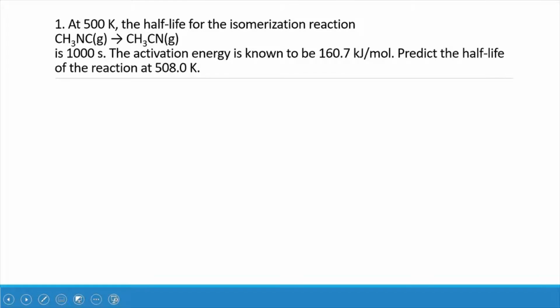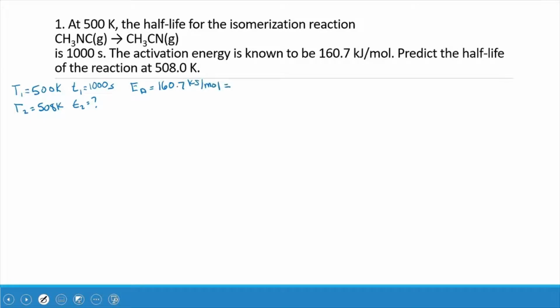Let's do this nice blue. So let's start off by writing down what we know. We know that we have this initial temperature of 500 Kelvin, and at this temperature, it has a half-life. I'm just going to call this T1 of 1,000 seconds. I have a second temperature of 508 Kelvin, and I want to know what its half-life is, that I'm calling T2. I know for both of these, the activation energy is 160.7 kilojoules per mole.